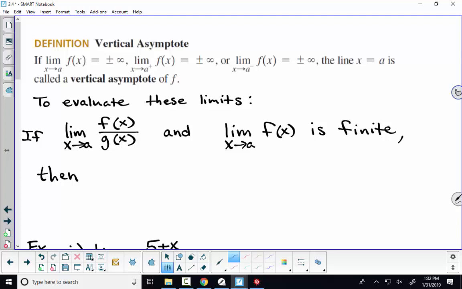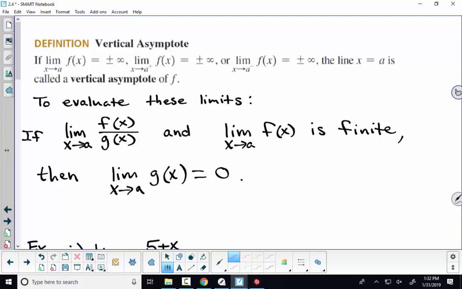Then what happens with g of x, the limit as x approaches a of g of x, we'll just say equals 0. But again, in the context of a limit, g of x is approaching 0. I left something out because I want you to think about that in a different way.